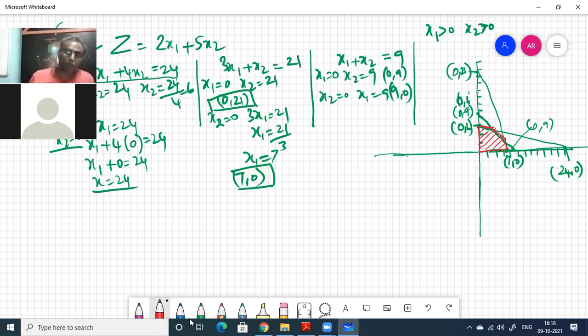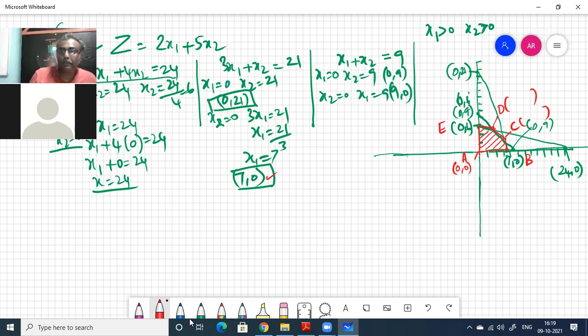This is the feasible region that you are getting. Two points you have to find out. This is 0, 0. Let us say this is A. This is B, 7, 0. This is C. This is D. We have to find C and D. And this is E, 0, 6. So that is the feasibility region.